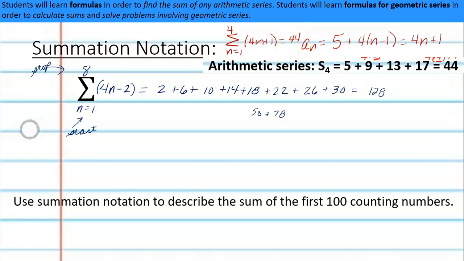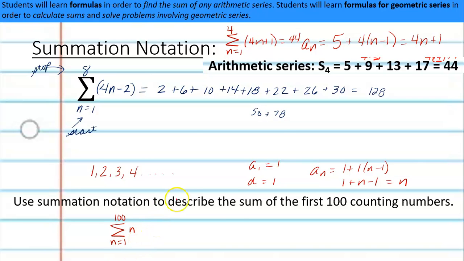Okay, now if we think back to the Gauss problem, when it says to use summation notation to describe the sum of the first 100 counting numbers, if I think of my counting numbers, that's 1, 2, 3, 4, and so on. My first term is 1. My difference is 1. So my formula for the counting numbers is 1 plus 1 times n minus 1, which is 1 plus n minus 1, which is just n. So to find the sum of the first 100, I would do the sum, n equals 1 to 100 of n.